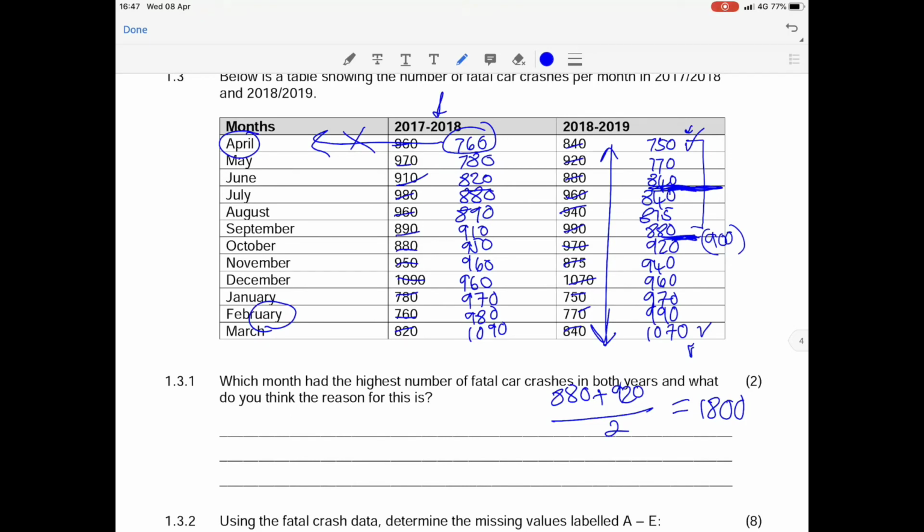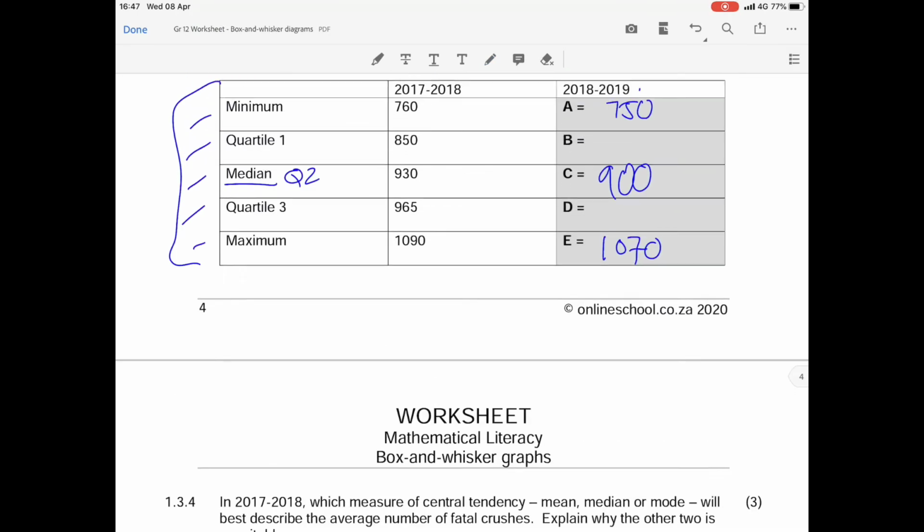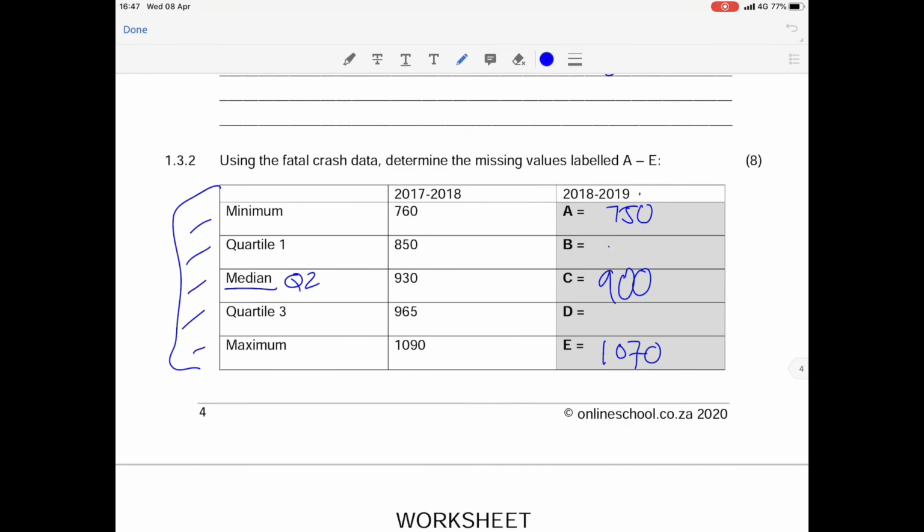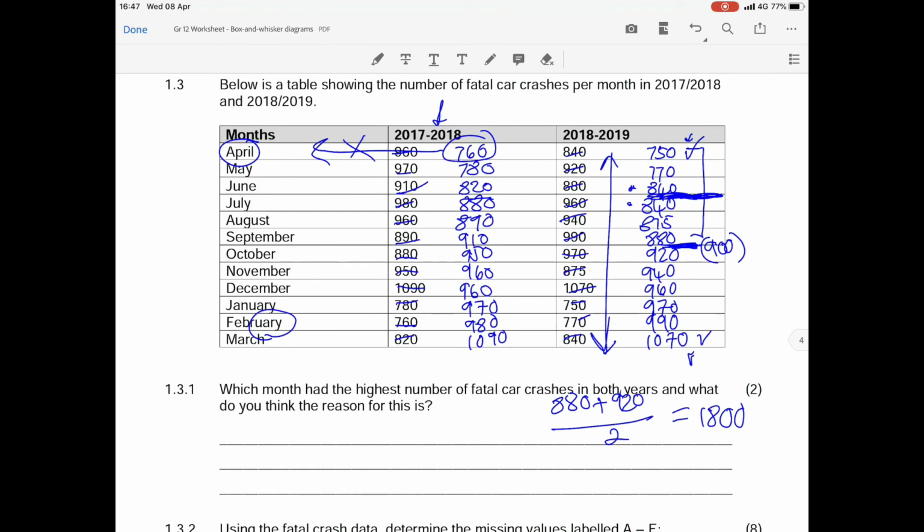Now, I'm fortunate in the sense that I've got a repetition here. I've got 840 followed by 840. So the average between those two numbers is obviously also 840. So I'm just going to write over here, nice and easy, my first quartile is 840.